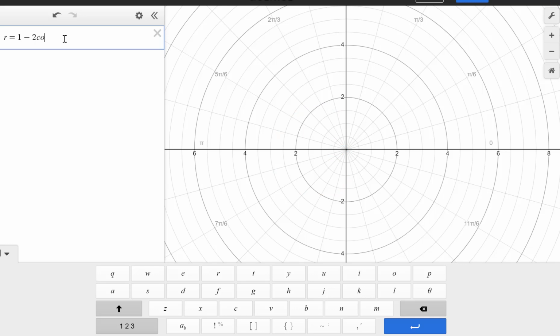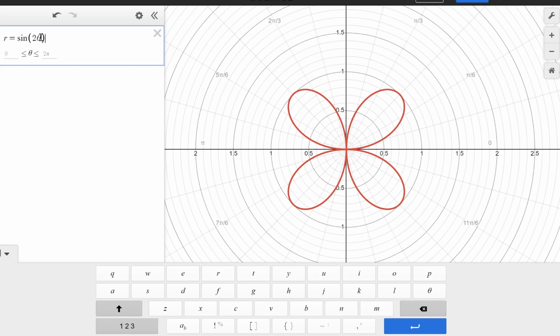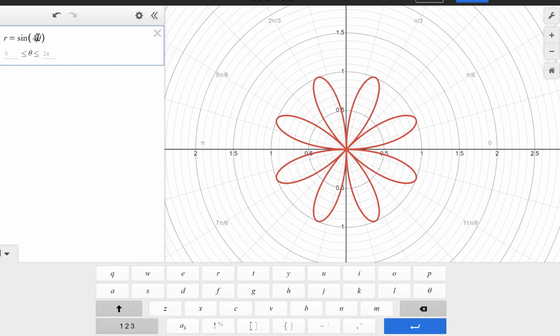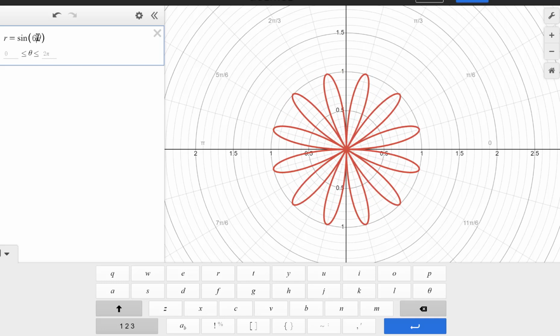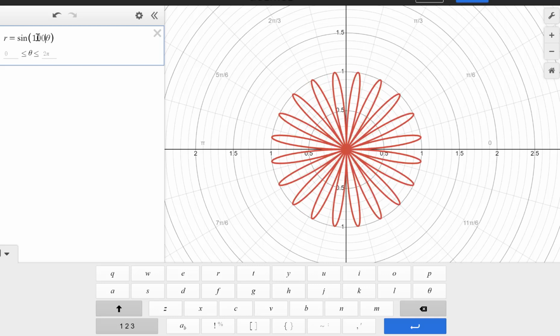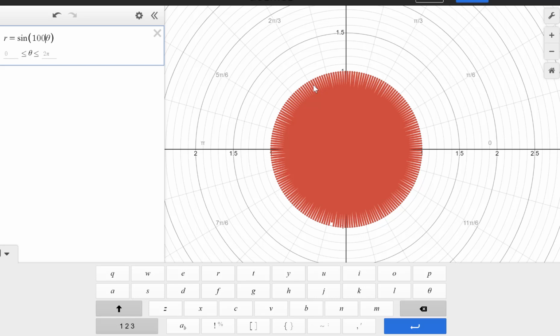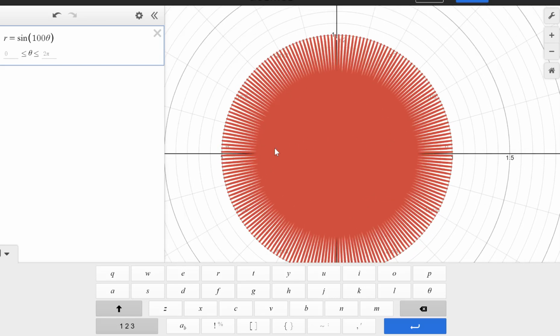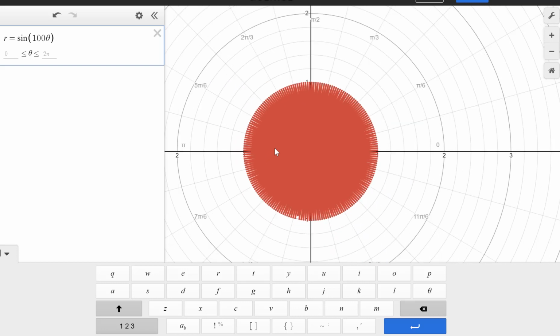All right. Now let's move into some rose curves. So sine of 2 theta. Yeah, look at that. Nice little thing. Now watch. Let me go to 4 theta. So how many petals are there right now? 4, right? Now there's 8. Now there's 12. Now there's 16. Now there's 20. Now there's 200. And I can never help myself. All right. Enough of that.